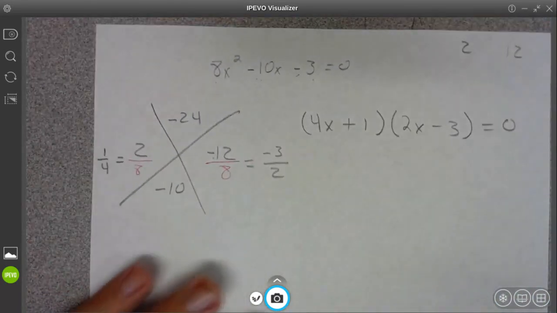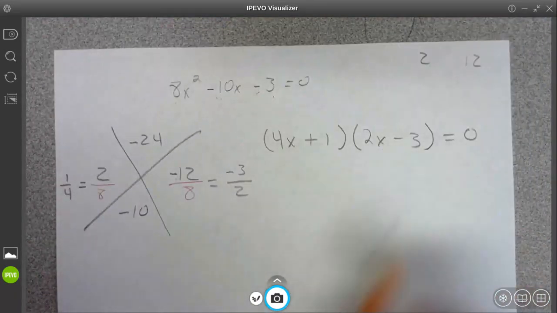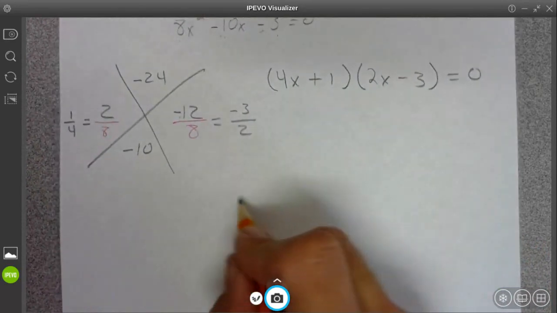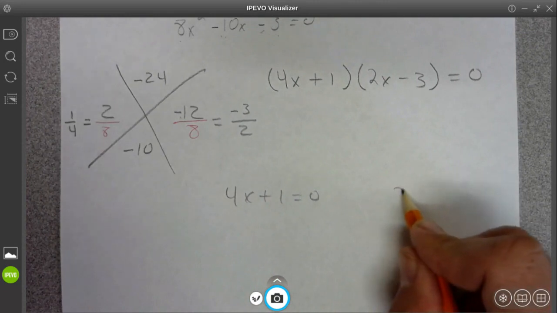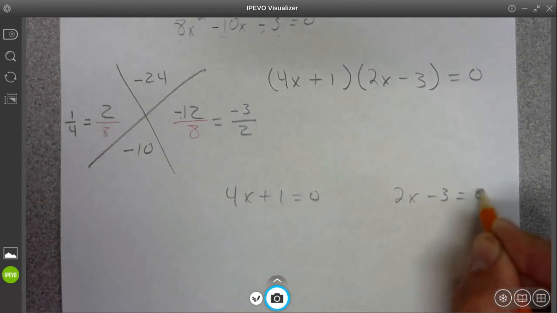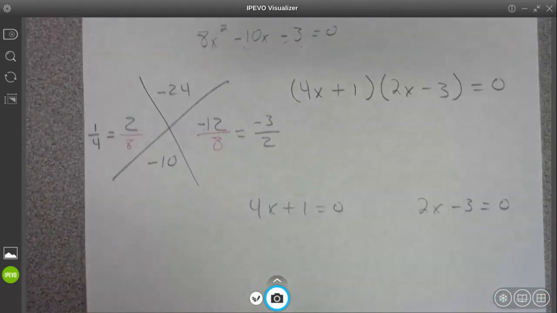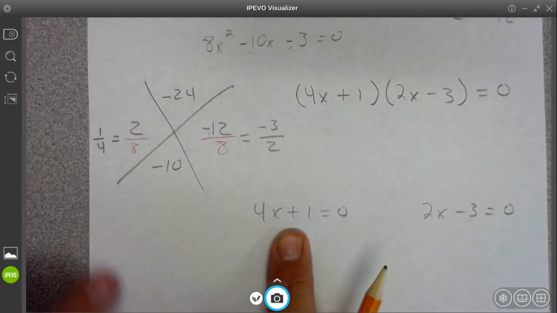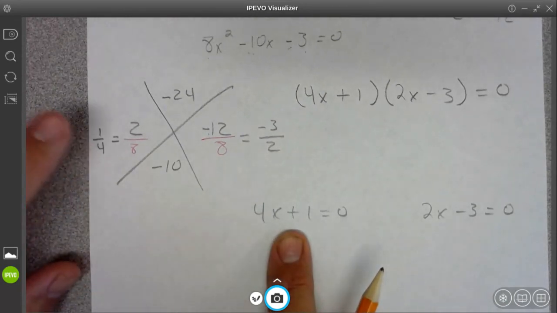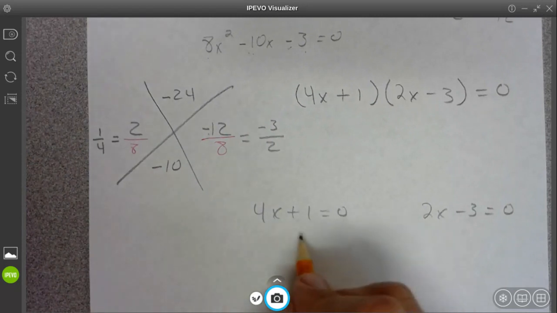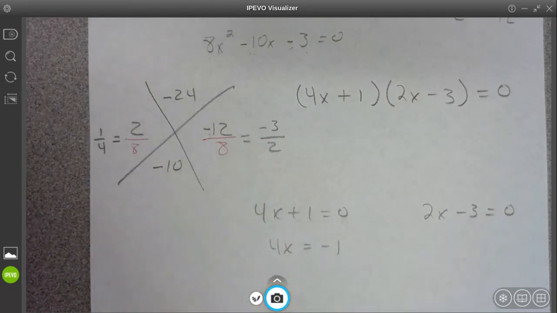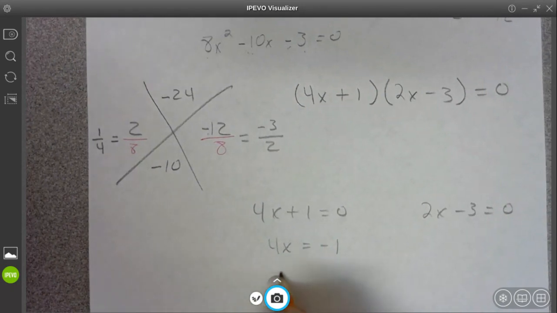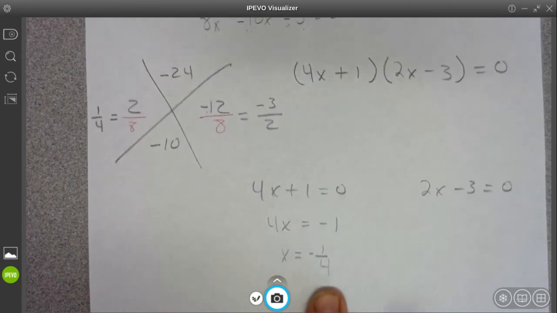Let's set these equal to 0 and solve. 2x minus 3 equals 0. So I'm guessing that on this one, I'm going to get the opposite of this. So negative 1/4. And that's right. You'll subtract 1 and then divide by 4. So you get negative 1/4.